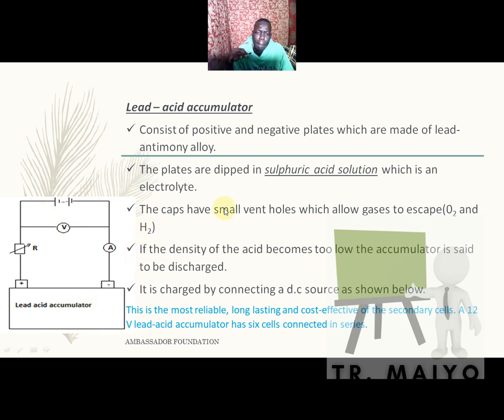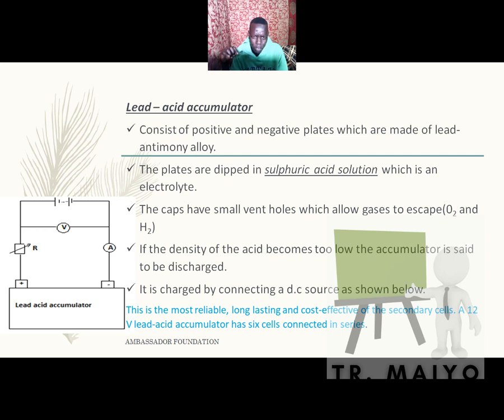So it has a sulfuric acid solution that acts as the electrolyte. The caps have small holes to allow a gas that is mainly hydrogen and a small portion of oxygen. So when this particular cell or accumulator is being recharged, the caps are left open to allow what? To allow hydrogen gas to escape.